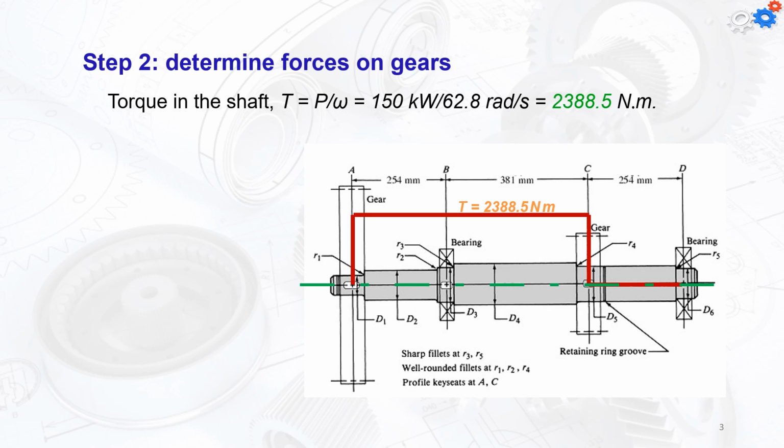If I illustrate that on the shaft diagram, we will see that the torque is going to be starting from the gear A, where the work or the power has been fed to the shaft, and leaving at the gear C. After that point, the torque is going to be 0.